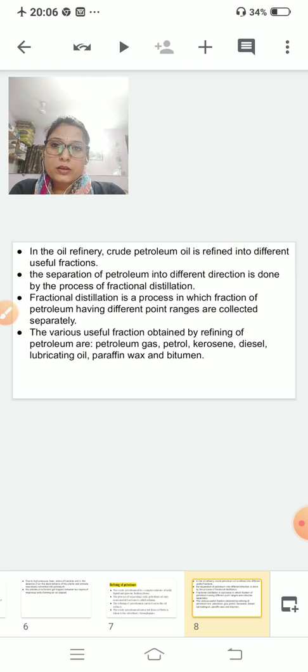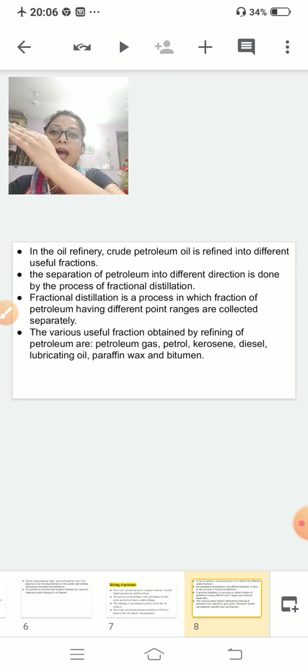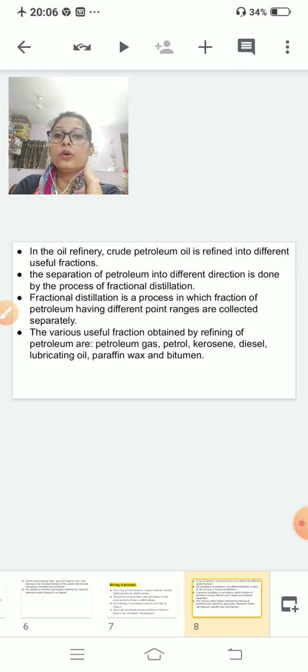Fractional distillation is a process in which fractions of petroleum having different boiling point ranges are collected separately. As you all know, petroleum is a mixture of hydrocarbons. Different types of compounds are present in it, and all of them have different boiling points. According to their boiling points, those having a low boiling point will come out first, and those having a higher boiling point will come out last. This process is known as fractional distillation.